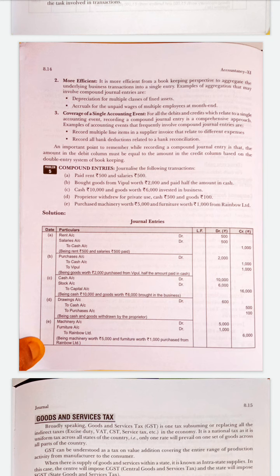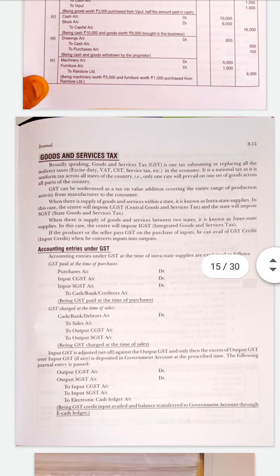Understood? So next we have to credit. Instead of crediting the cash account, we are crediting the name of the seller. So the name of the seller is Rainbow Limited. So machinery account debit, furniture account debit, to Rainbow Limited 6,000. Okay, so it is a very simple sum related to compound entries. Understood? So next, come to the goods and service tax.